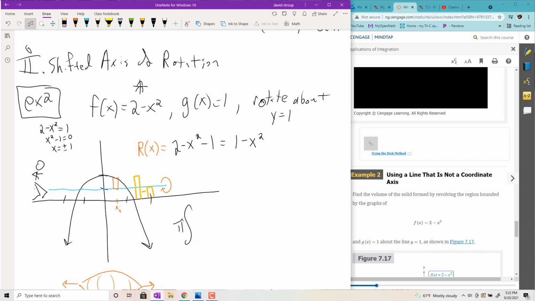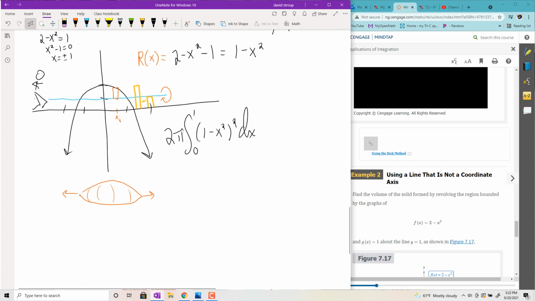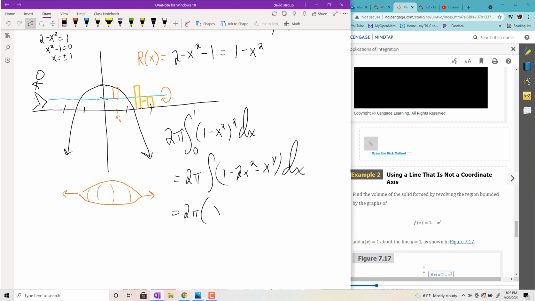You can multiply it by 2 and just integrate from 0 to 1 if you want, because it's going to be symmetric. And then our radius, so (1 minus x squared) dx. Okay, so let's go ahead and FOIL that. So you get (1 minus 2x squared minus x to the 4th) dx. And then I got 2 pi times x minus 2x cubed all over 3 minus x to the 5th over 5 from 0 to 1.